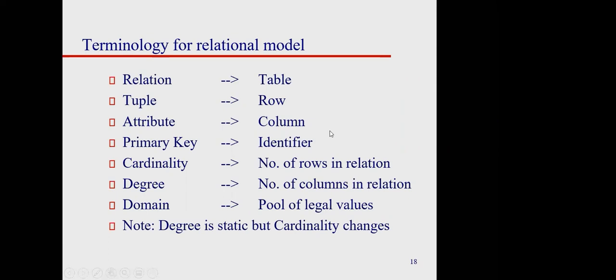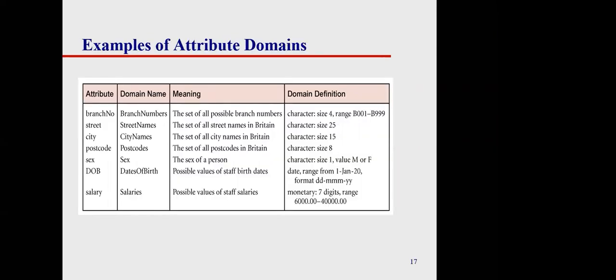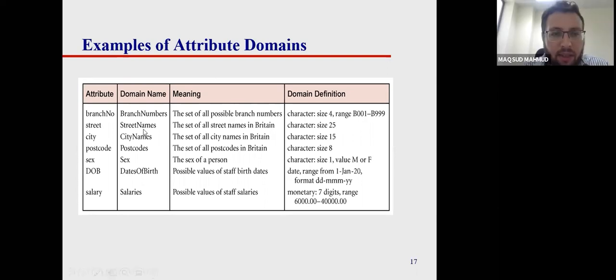Can you please repeat the domain name and the domain definition? Yes. For example, for street, when I say the attribute street column, the domain name we put is street, meaning the street name. This is the set of all street names in Britain, or let's suppose a street name in Saudi Arabia. Or we say city, so city means city names. We are defining it. The domain name is city names, and the size we put, for example, is 15. Usually city names fit in 15 characters.